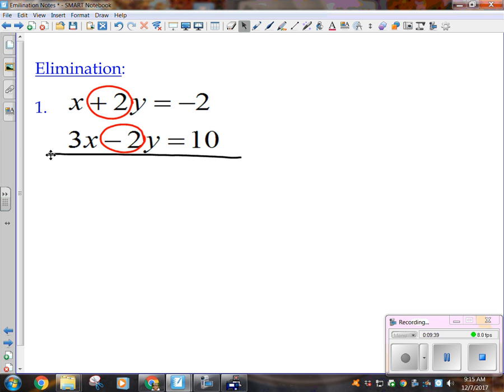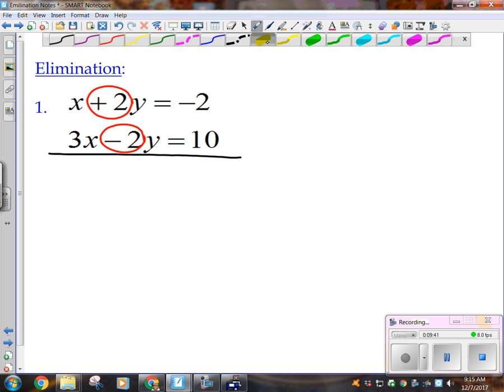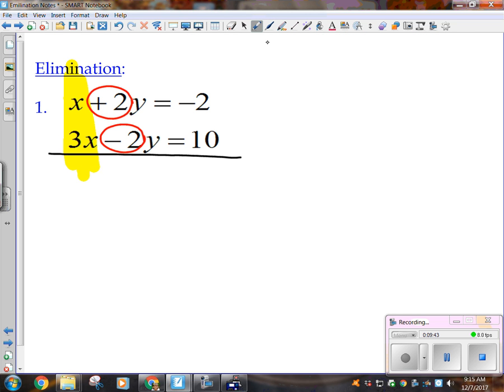Y'all ready? We're going to add the X's. Let's add them up, straight down the line. What's X and 3X? Add it up. Put that underneath.